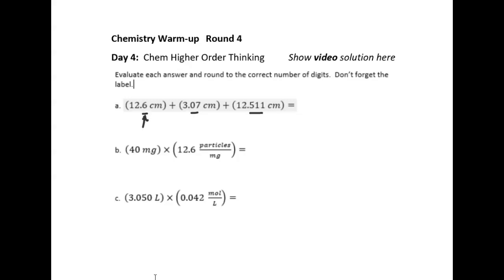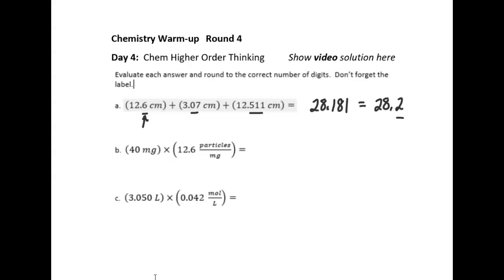Whichever measurement in an adding calculation has the least number of decimal digits, that controls the number of decimal digits in the answer. On a calculator, the answer is 28.181. But the correctly rounded answer is 28.2. This goes to the tenths position because the first number in the calculation goes to the tenths position.